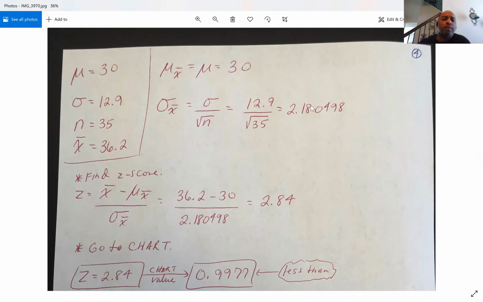All right, so I've given the information, wrote that over here in this box. So our mean was 30, standard deviation 12.9. Our sample size is 35, and what we're doing our comparison to is X bar, 36.2. All right, so the mean of our sampling distribution is going to be the population mean, which is 30. So no calculation there, just understanding the process. And then the standard deviation of a sampling distribution is going to be standard deviation over the square root of n, 12.9 over the square root of 35, which is 2.180498.